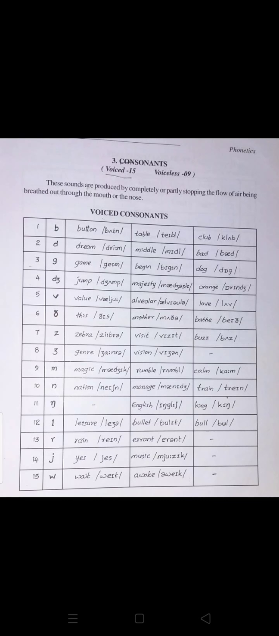So if we take the first sound of voiced consonant ba, in the initial position of the word, it is button. In the middle, table. And in the final sound, club. In these three categories, we can see how the sound occurred in words. We can identify in this way.